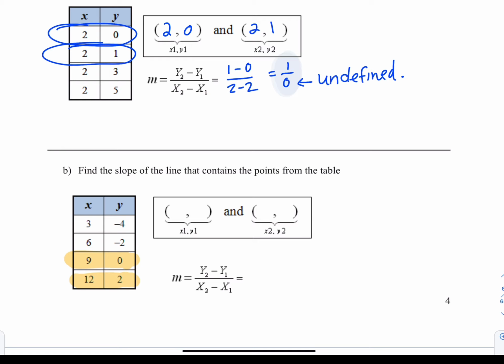In the next example, I pick 2 other random points from my table of values, calculate the slope using the formula, and I get 2/3 this time, a positive slope. So this line would climb from left to right.